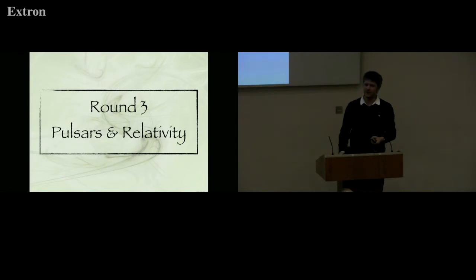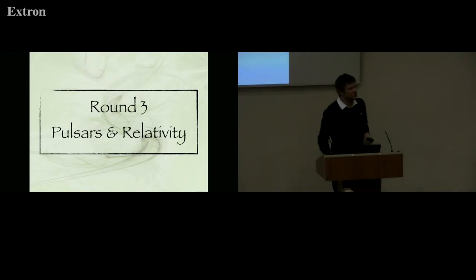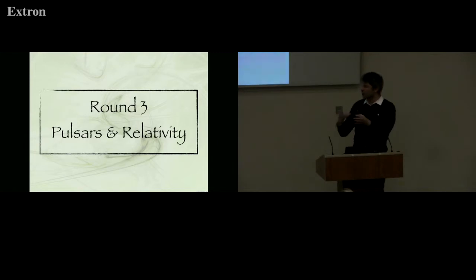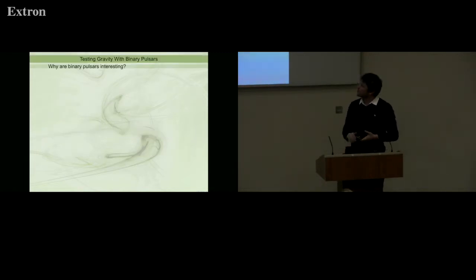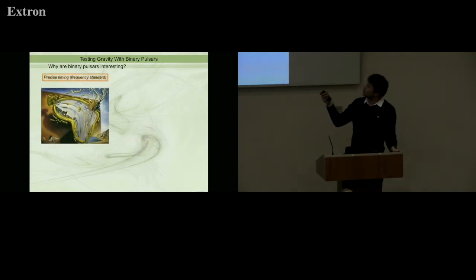So yeah. Okay, so that's what we need to know about relativity and also about pulsars, enough at least to understand how we can test relativity using pulsars. So the first question we need to address is, why do we use pulsars? Why are they interesting? And actually, we use only certain types of pulsars, the ones in binary systems, when we want to test gravity.